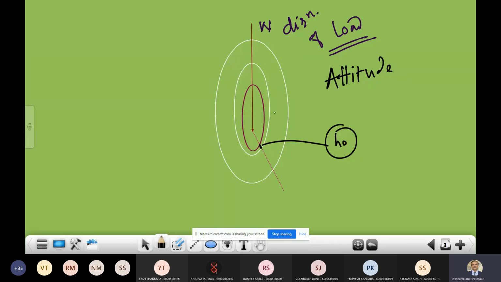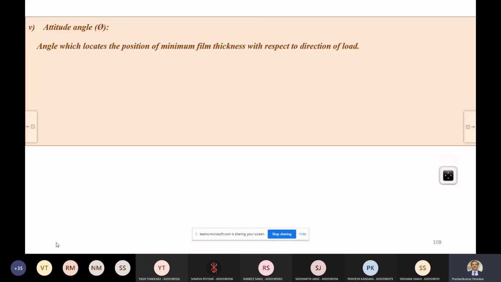And this particular included angle is the angle which will help us to locate the position of the minimum film thickness with respect to the direction of the load, and that angle is called the attitude angle. I hope I am clear. Does anyone have any doubt over here?